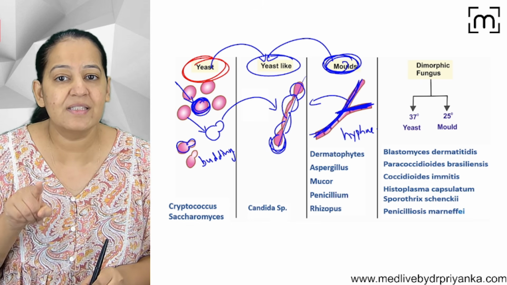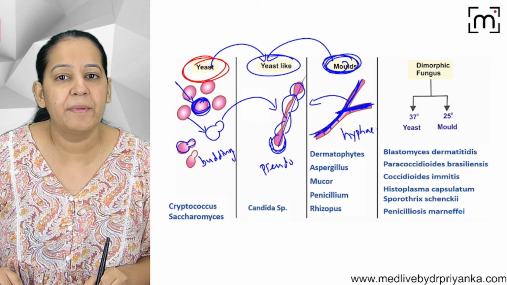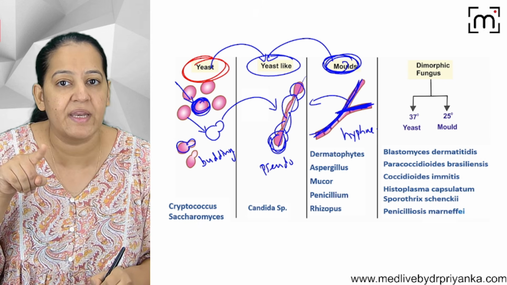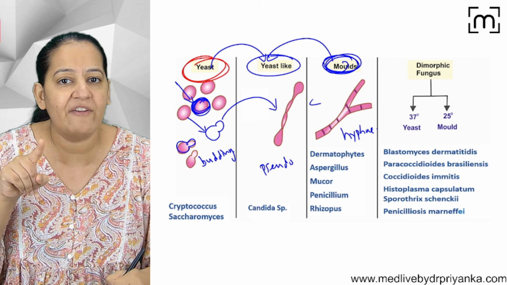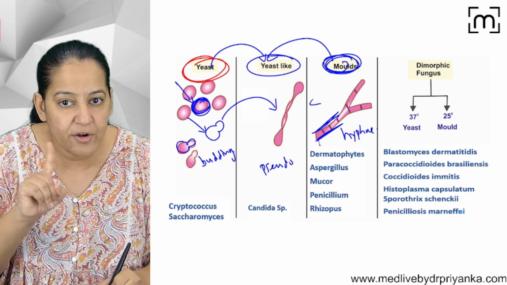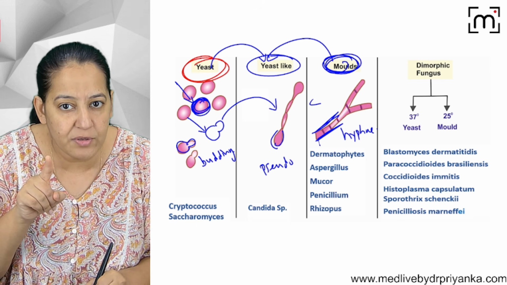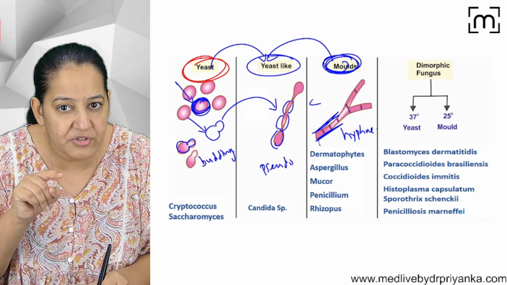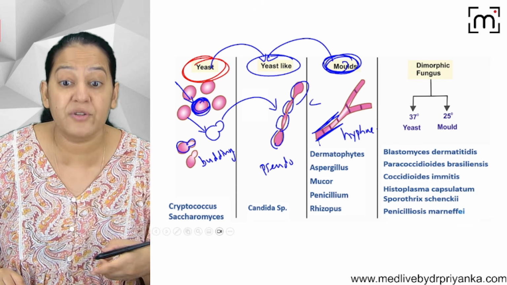This is known as pseudo hyphae because it has constrictions in between. It is not a true hyphae. The true hyphae is parallel. You can see in the true hyphae, it's parallel. There are no constrictions, but here you can appreciate the constrictions are there. Appreciate the constriction. So it is a pseudo hyphae. It's not a true hyphae.